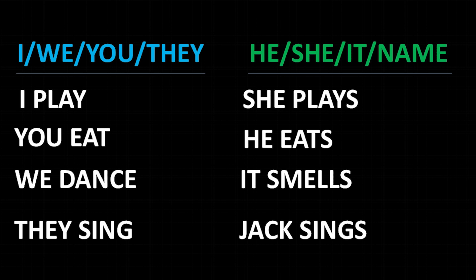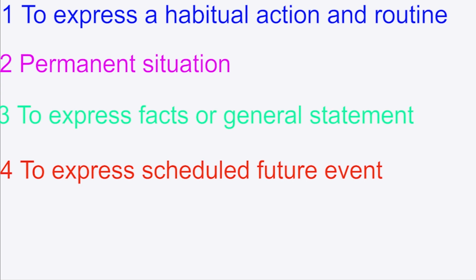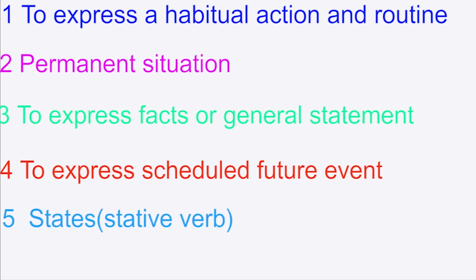Now let's see how we can use present simple tense in 5 different ways: to express a habitual action and routine, permanent situation, to express facts or general statement, to express scheduled future event, and states.